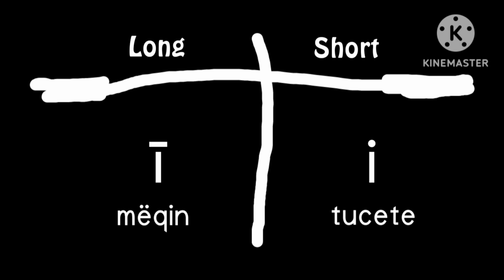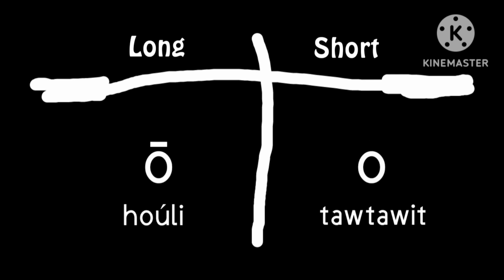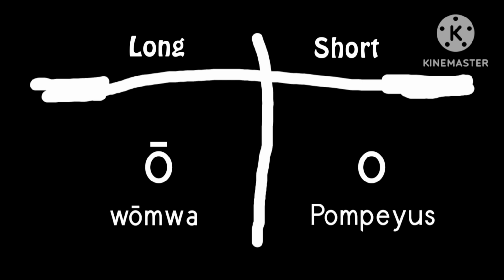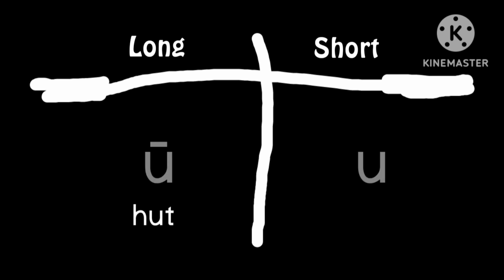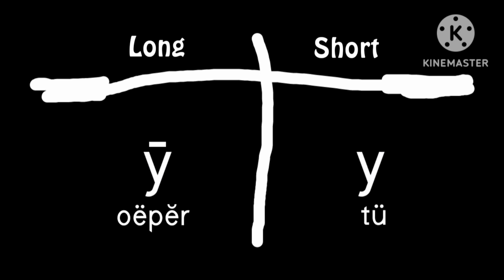The I when long sounds like the E in machine. When short, it's an I as in sit. The long I is at the end of laudavi, and the short I is at the end of laudavit. The long O is an O as in holy. The short O is an O as in off. The length of the O is the difference between the words pompa and Pompeius. The U when long is a U sound like in hoot. The short U sounds like the U in foot. Manus and manus. Finally, the Y sounds like the vowel in the French word tu or in the German über.